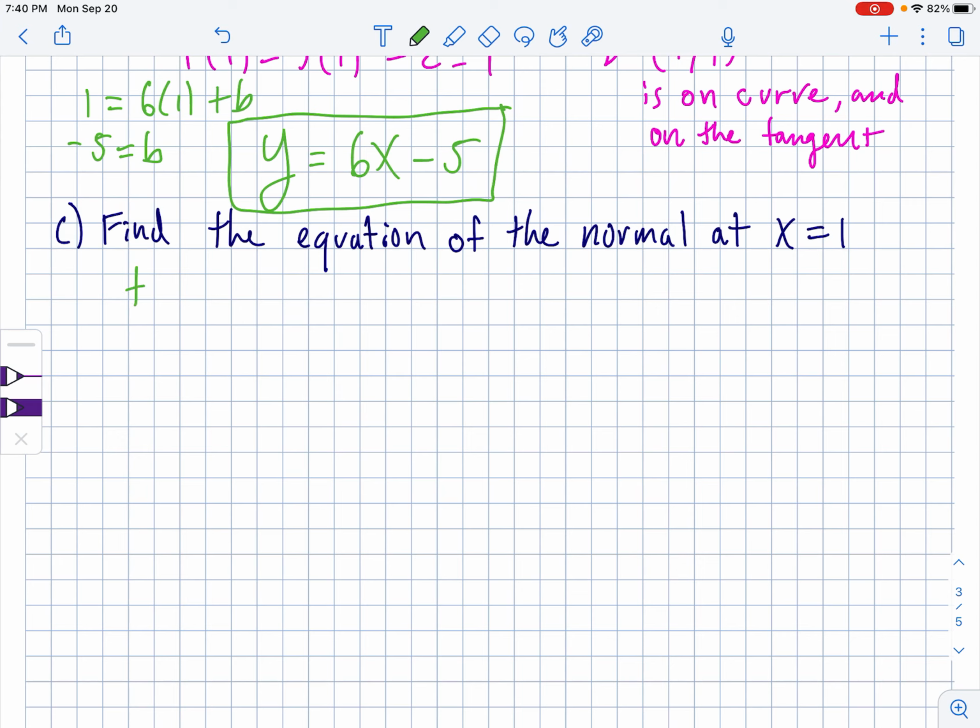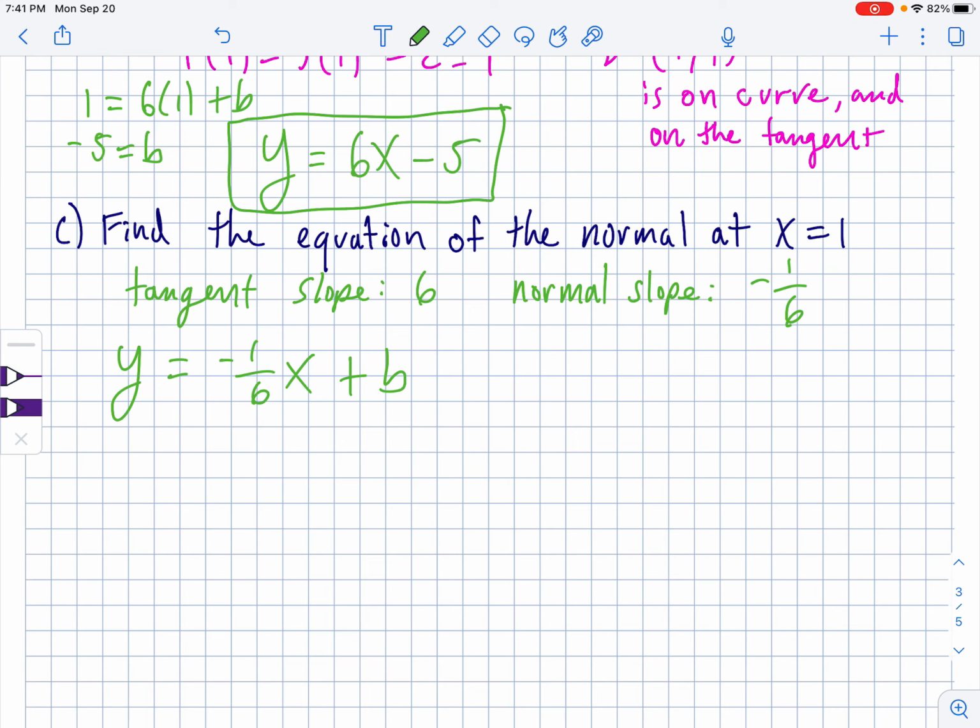Now we're going to find the equation of the normal at x equals 1. Well, the tangent slope is 6, which means that the normal slope is going to be that upside down and negative. So negative 1 over 6. So we know that the normal is going to be y equals negative 1/6 x plus b. It's just y equals mx plus b with the slope replaced.